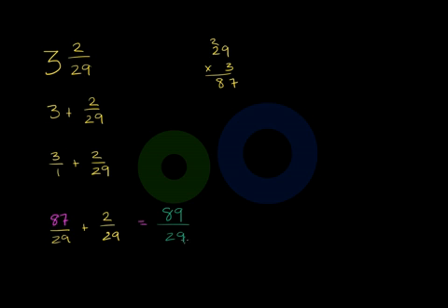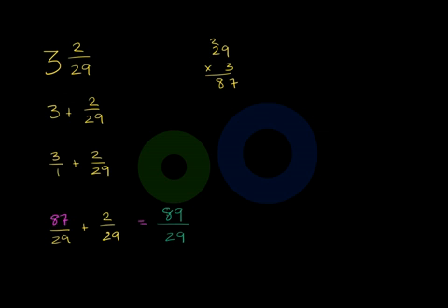In fact, 29 is a prime number, and as far as I can tell, I think 89 might also be a prime number. Let me think about it. Yep, 89 also looks like a prime number. So we're done. We've written this as an improper fraction. The numerator is greater than or equal to the denominator.